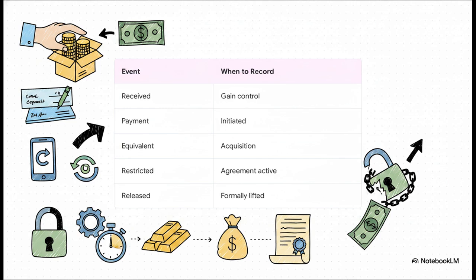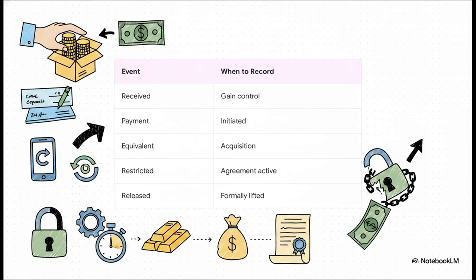When you receive cash from a customer, you record it the moment the company gains control of the funds, even if it hasn't actually been deposited in the bank yet. Now pay really close attention to vendor payments. You record this when the payment is initiated. The absolute second you write the check, send the wire, or authorize the direct debit, it hits the books. Do not wait around for the bank to process it.